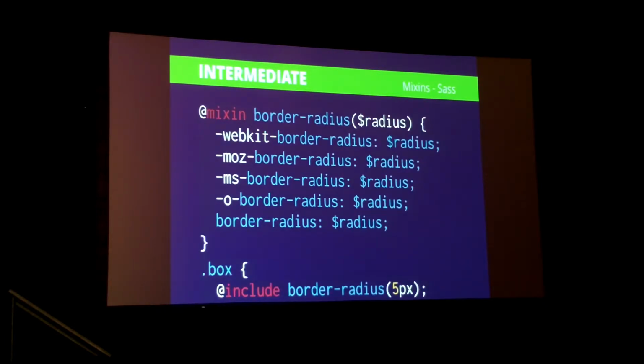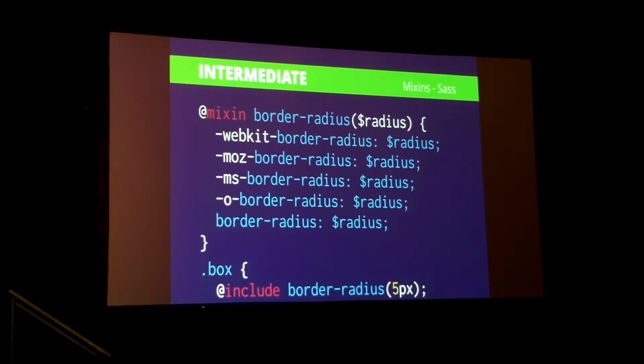And what we would do then instead is we create a mix-in. So in Sass, you define a mix-in with an ampersand mix-in. You give the mix-in a name, and then in parentheses, you can define an argument. So in this case, we're defining a radius. We want to pass in a pixel value for our radius. And then we put in the vendor prefix stuff that we want to output in our mix-in.